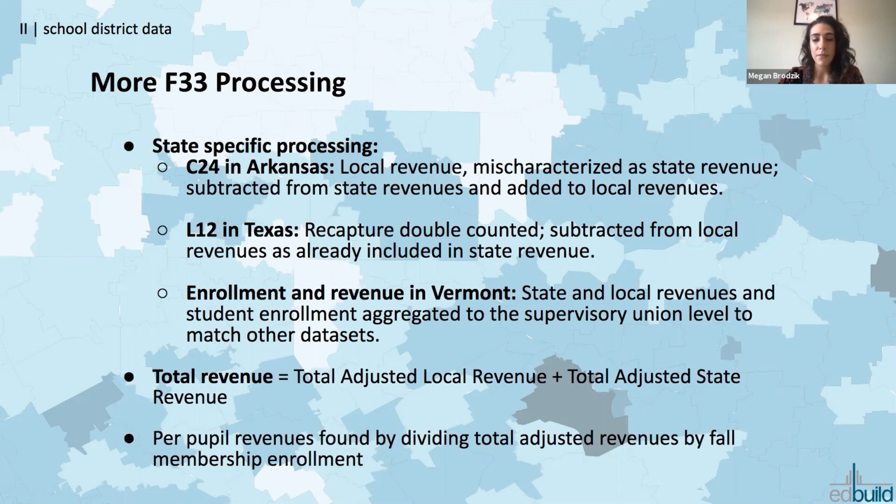And in Vermont, districts are currently undergoing a lot of consolidation. Some national data sets have caught up to this consolidation, F33 has not. And so in order to match up to our other national data sets, we aggregate enrollment and revenue variables up to the supervisory union level in order to match up, like I said. And then after all of that adjustment, we make a total revenue variable, which is total adjusted local revenue plus total adjusted state revenue. And per pupil revenues are found by dividing those adjusted revenues by fall enrollment memberships, which are also included in the F33 survey.